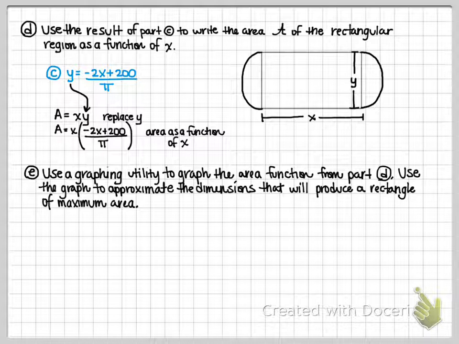Okay, so the keystrokes that I'm going to be doing here: I am going to go to my y equals button. That's the first thing I'm going to do. I'm going to clear out anything that's already there, and for y1, I'm going to type in the equation that we got above. So I'll do x, and make sure that you use parentheses here as well when you type it in.